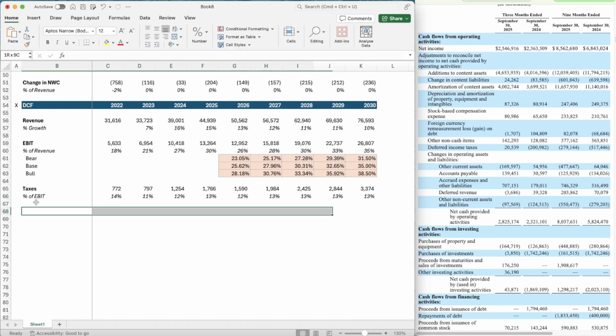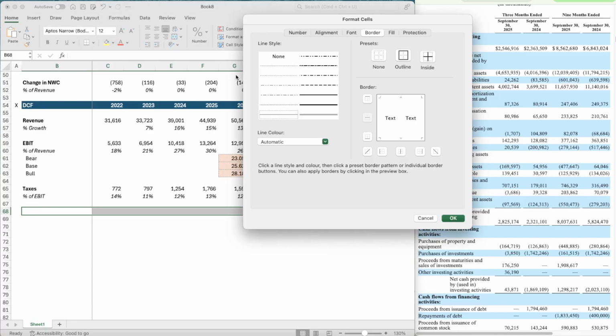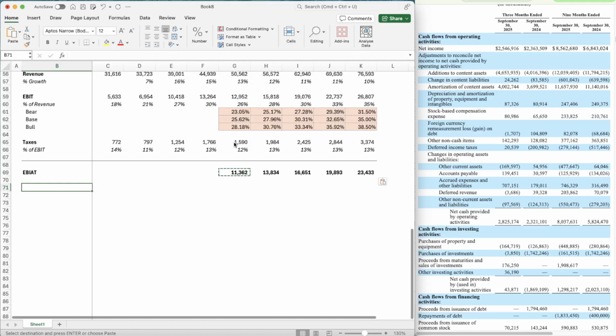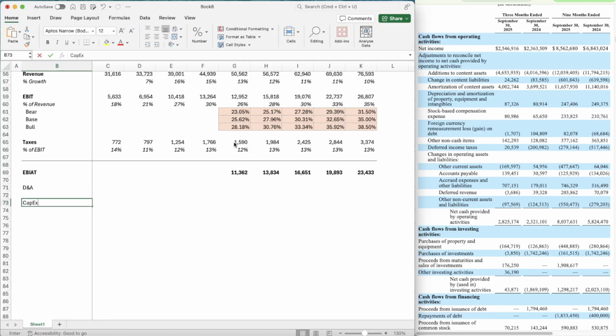Now, we're closer to the end than the beginning. So let's go EBIAT, which is your earnings before interest but after tax. The way we calculate it is you just take the EBIT and subtract the taxes. Fold it, pull it along. Now we go DNA, CapEx, change in net working capital. Just pull these down from what we've got up here.